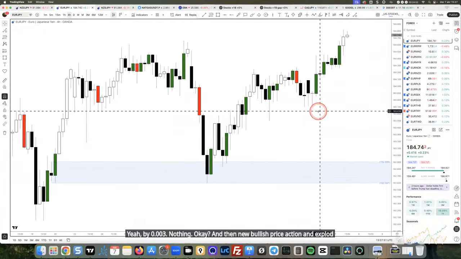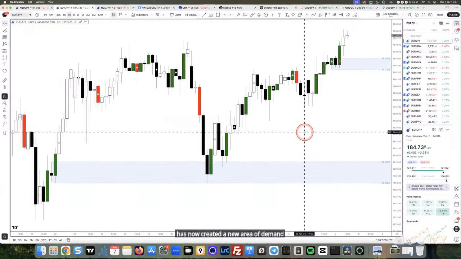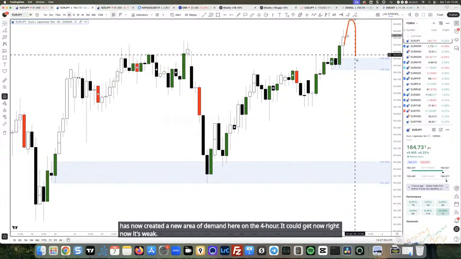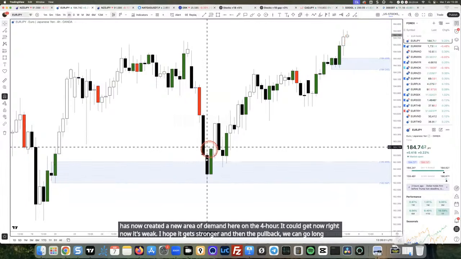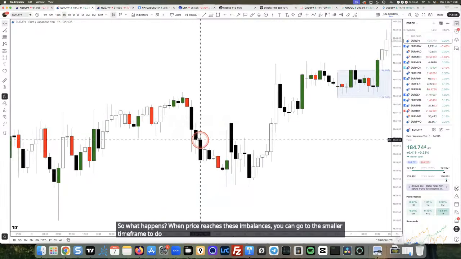Then new bullish price action and it exploded. It broke out. So the euro yen has now created a new area of demand here in the 4 hour. Right now it's weak. I hope it gets stronger and then on the pullback we can go long. So what happens when price reaches these imbalances? You can go to the smaller time frame to do short-term trading.